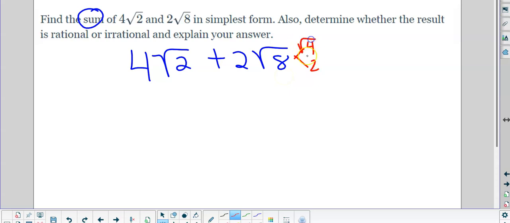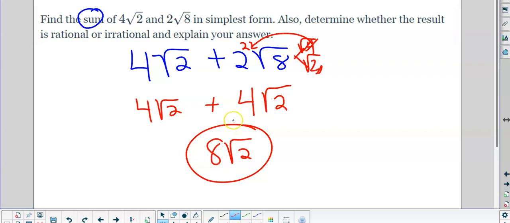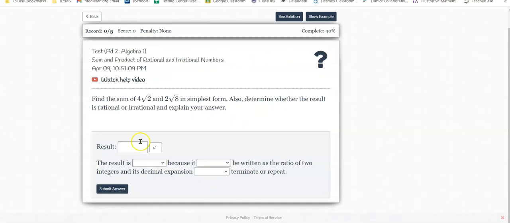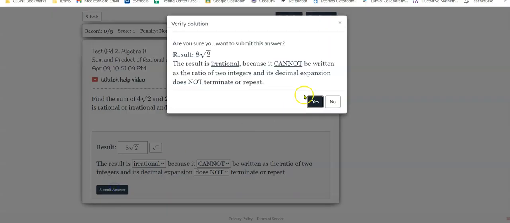So let's see if we can figure this out. 8 is 4 times 2, right? Square root of 4 is 2. That 2 is going to come out and join that 2 that's already there. This 2 will remain. And now I have matching radicands. And once you get them to match, they stay that way. 8 square roots of 2. Now, 8 square roots of 2 is irrational because the square root of 2 is irrational. And it cannot be written as a ratio of 2 integers, and it does not terminate or repeat.